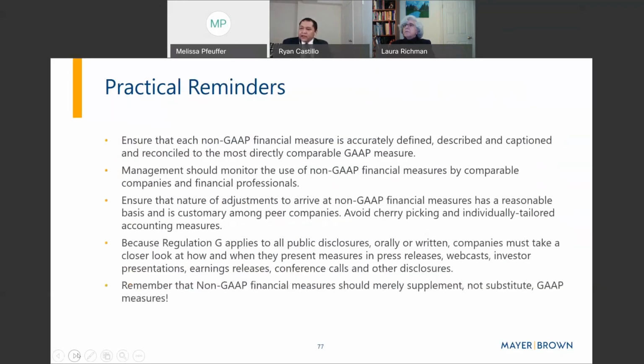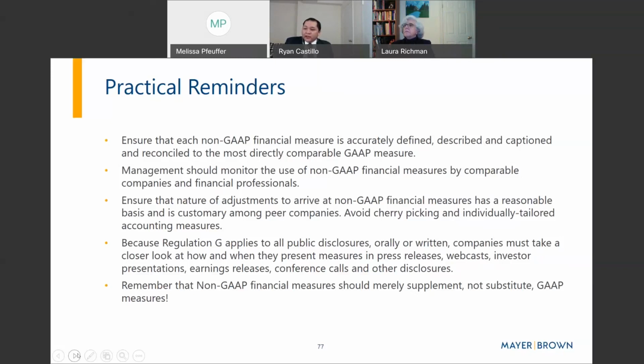On the next slide, some other practical reminders. Ensure that each non-GAAP financial measure is accurately defined, described, and captioned, and reconciled to the most directly comparable GAAP measure. Management should monitor the use of non-GAAP measures by their peers. Ensure that the nature of adjustments to arrive at non-GAAP measures has a reasonable basis and is customary among your peers. Avoid cherry picking, avoid individually tailored accounting measures.